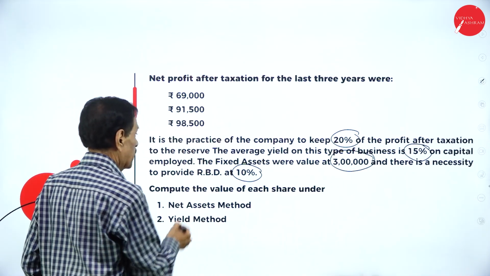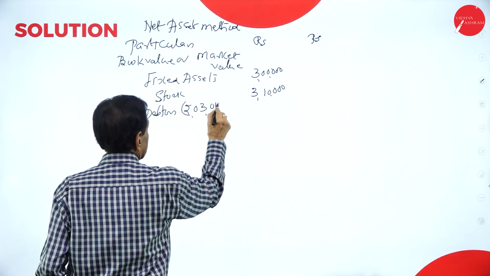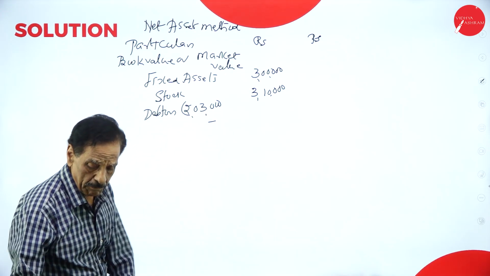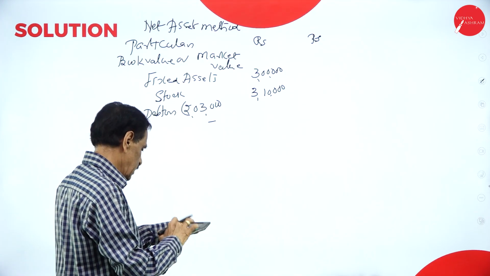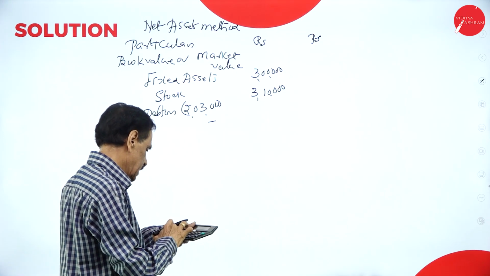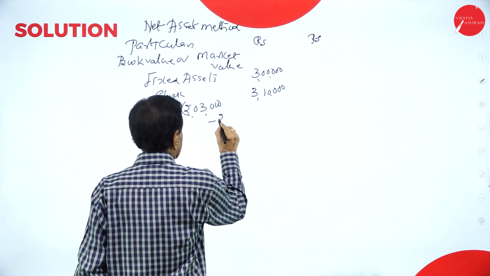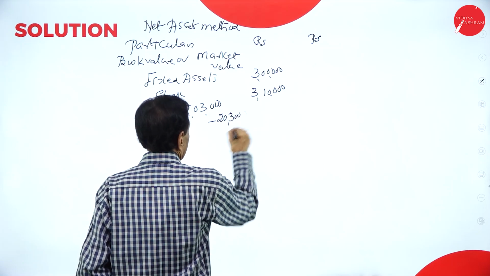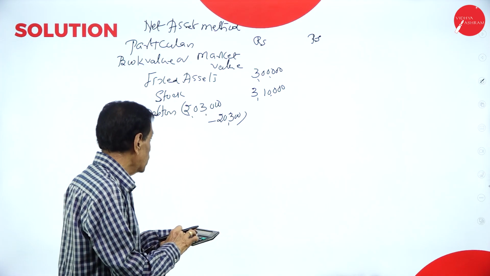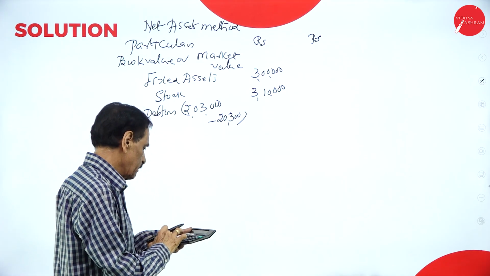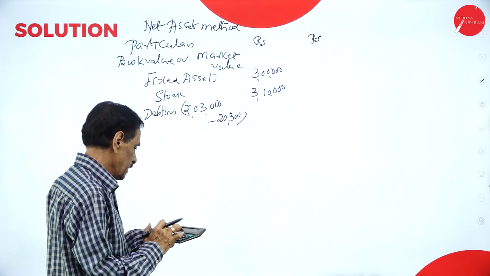Necessary RBD 10%. 2,03,000 minus 10% on this. 203 into 10 divided by 100, 20,300. Deduct: 2,03,000 minus 20,300.